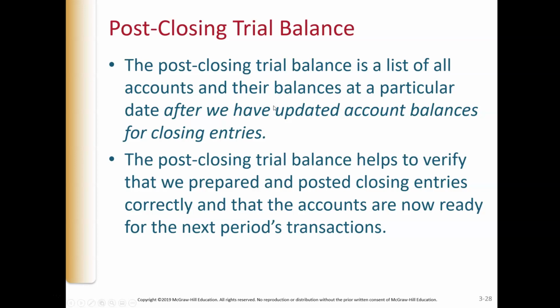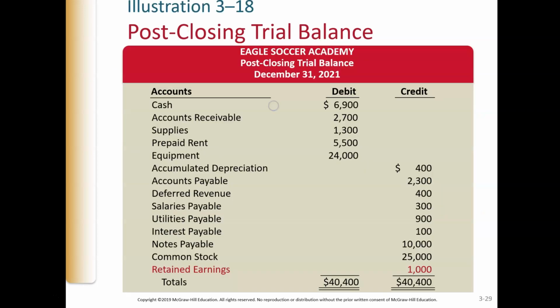And then we create a last trial balance, a post-closing trial balance. And that's just a list of all the accounts and their balances after we close the temporary accounts. So the only thing that's on a post-closing trial balance are your balance sheet accounts. When it's done, it looks like this with the new balance of retained earnings after you've closed everything to it.